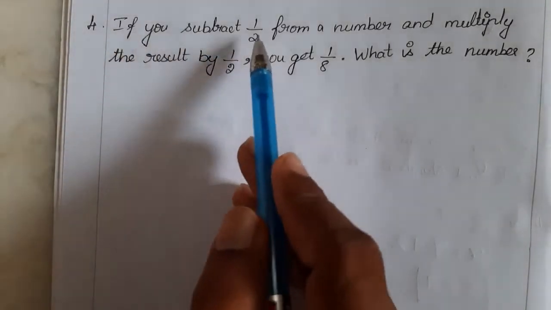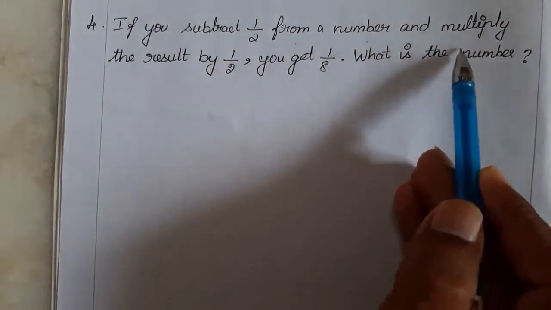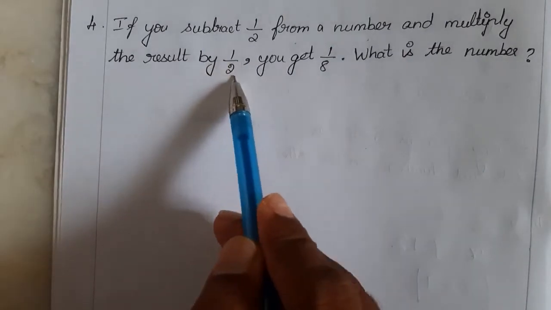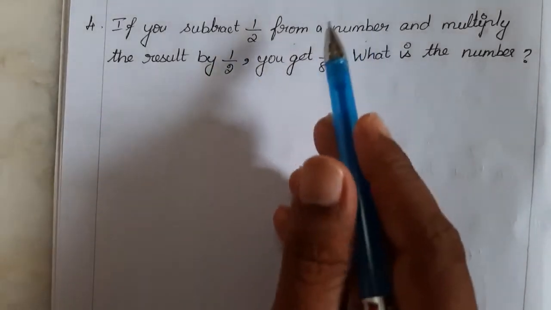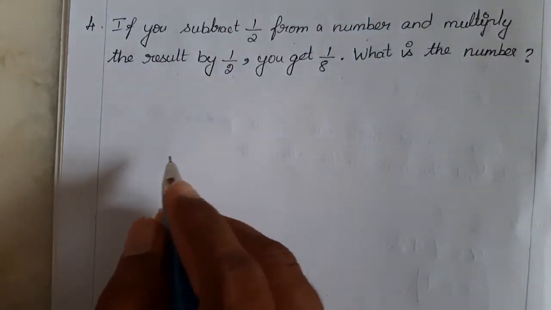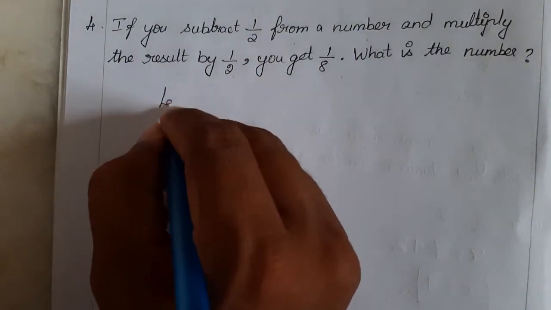If you subtract 1/2 from a number and multiply the result by 1/2, you get 1/8. What is that number? So the number is not given, so we have to assume that number as x.